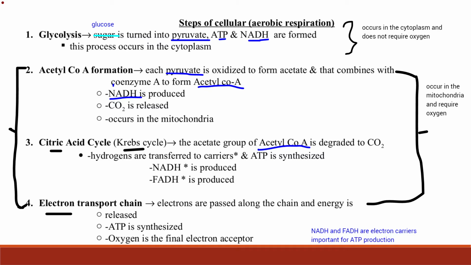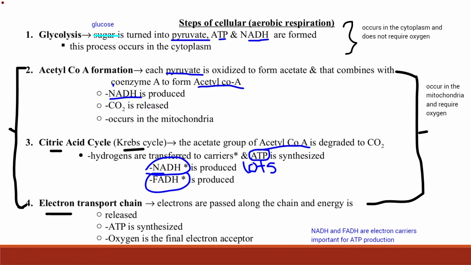And then we end up producing a lot of NADH and some FADH, and a little bit of ATP. Now, once we do this glycolysis step, there are 2 pyruvate molecules, so both of them go through these cycles.